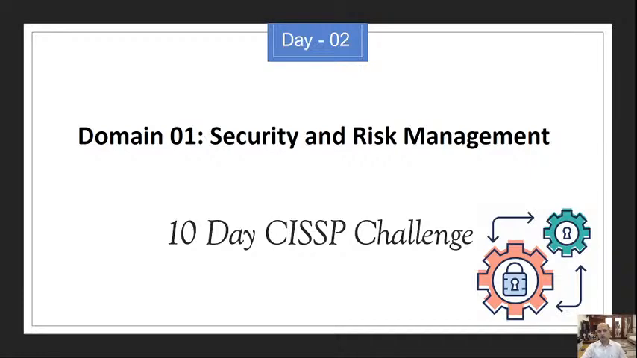This particular domain of CISSP, Security and Risk Management, covers multiple topics and subtopics, and we can say this is the biggest domain of the whole CISSP. But as per the CISSP challenge, our aim is to understand the topic.